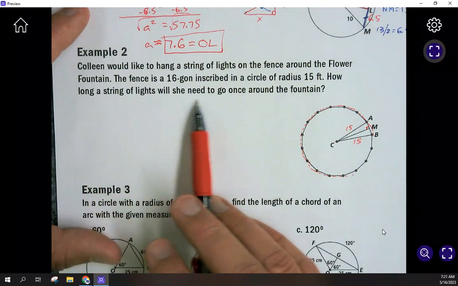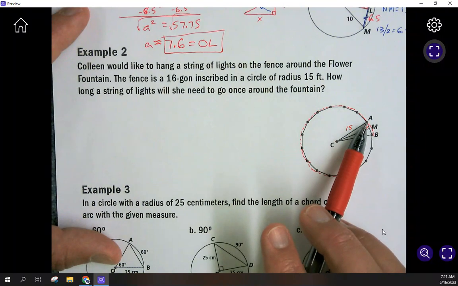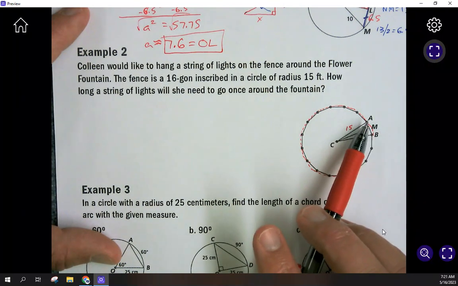How long of a string of lights will she need to go once around the fountain? So she's going to string the lights not on the circle that we drew, but on the fence.